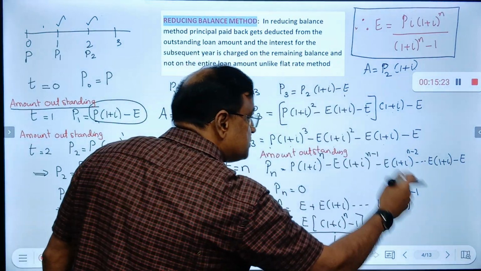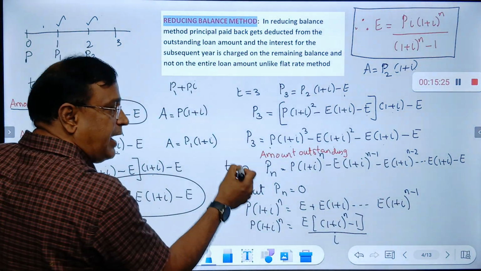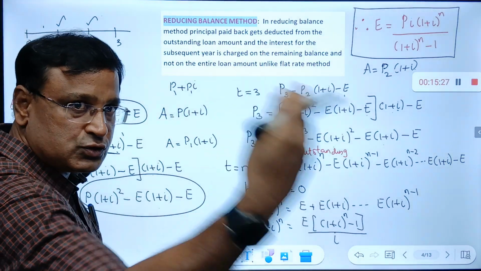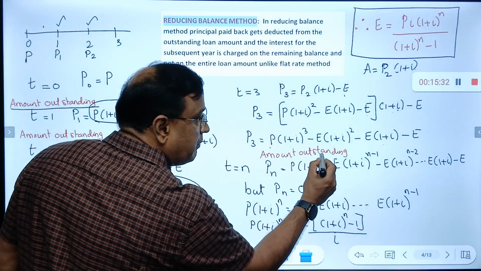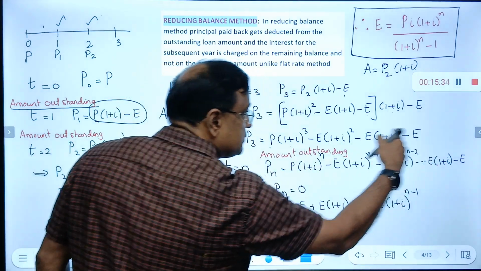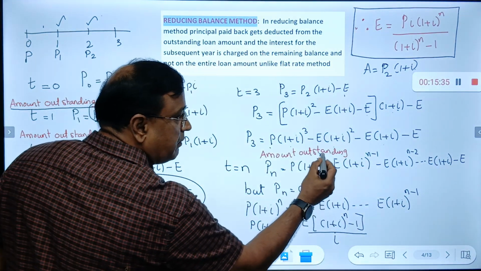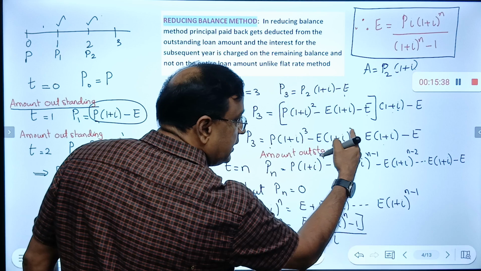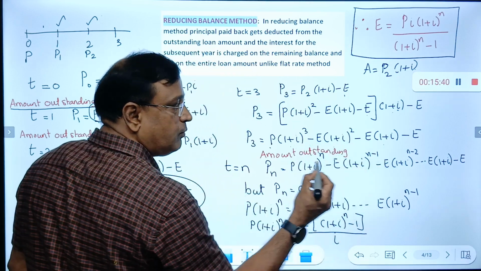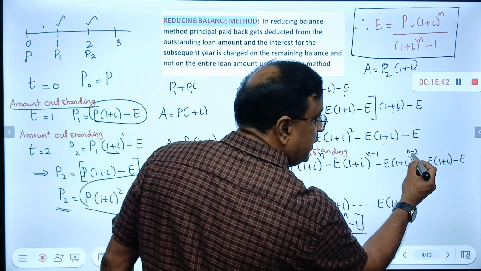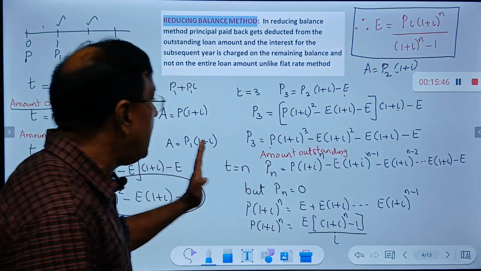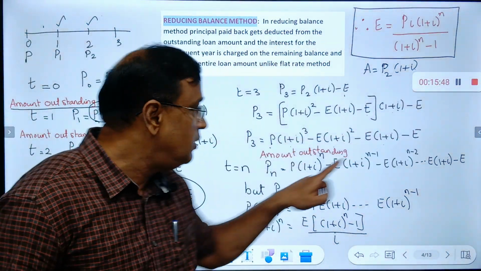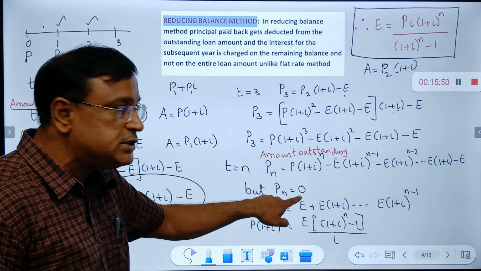If you continue this process for tenure n, at the end, that's when you have to stop, right? Pn equal to P into 1 plus I power n. You can understand from this recurrence formula. P into 1 plus I power n minus E into 1 plus I power n minus 1, minus E into 1 plus I power n minus 2, up to E. But amount outstanding at the end of the tenure will be 0. So Pn should be 0.